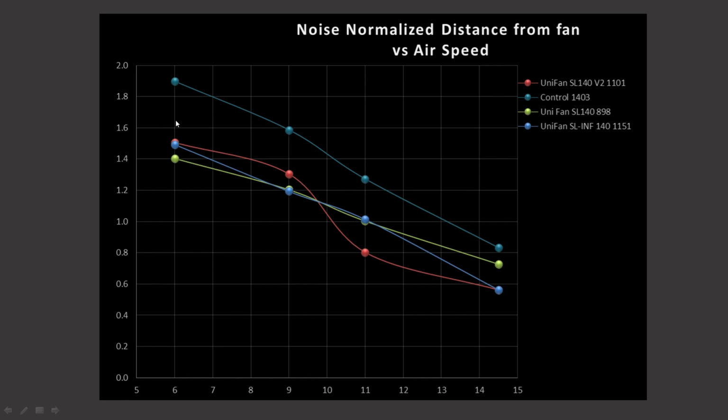Well, we've got the UniFan SL-140 version 2, the original SL-140, and the SL Infinity. The colors are over here. So the Infinity is this blue line, and it is underperforming my control fan, but what we do see is that all of the SL-140s, I'm just going to lump them together, are performing relatively similar compared to each other.